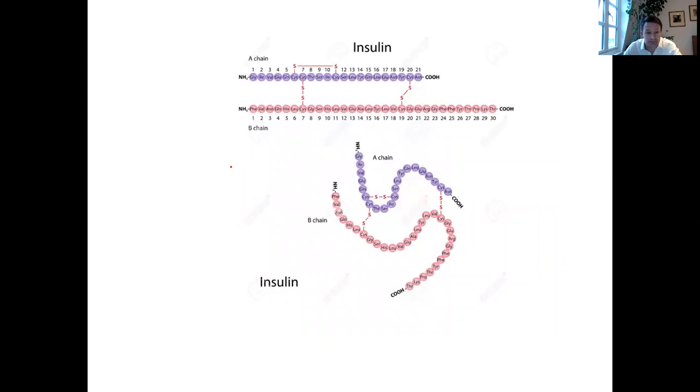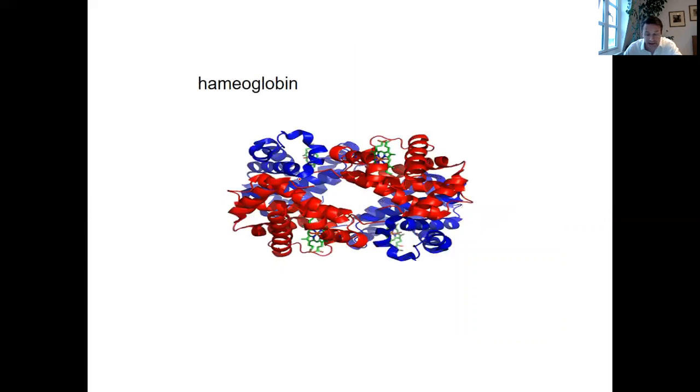Here's insulin. Two chains joined together by two disulfide bonds, with disulfide bonds occurring between the cysteines. And then we've also got a disulfide bond here. And remember, the insulin binds to a receptor, and that receptor is on the liver and the muscle cells. Here's hemoglobin.